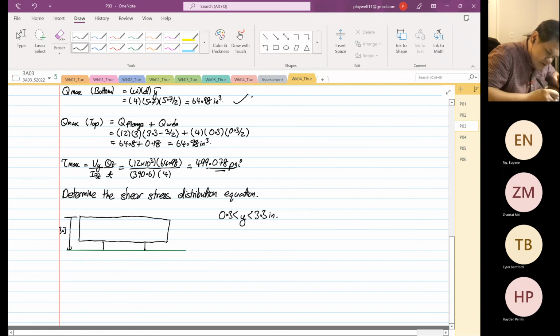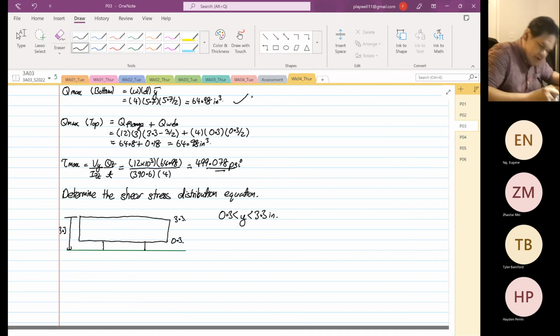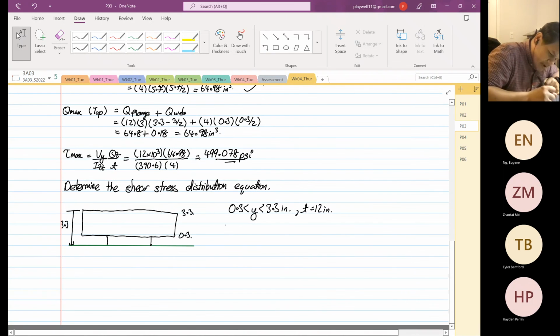So why do we consider this range? This is 3.3, and this is where our y is. Why do we pick that range? Because we're going to form a piecewise equation. Because the width is constant at 12 inches. So all we need to do is find our Q. The width is fixed at 12. Now the depth varies, so it's 3.3 minus y.